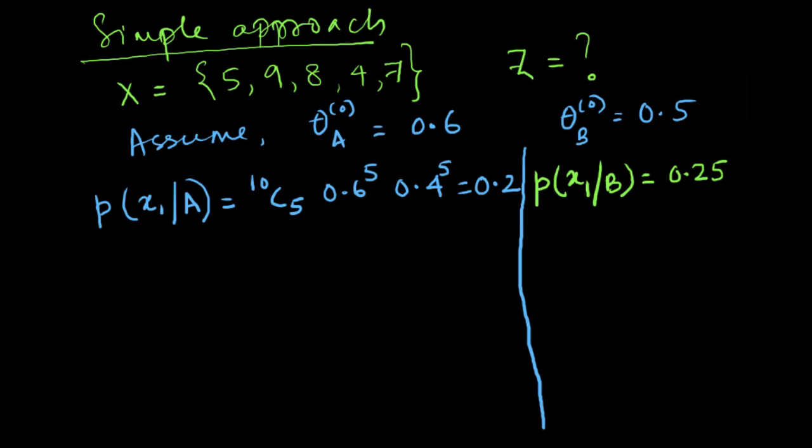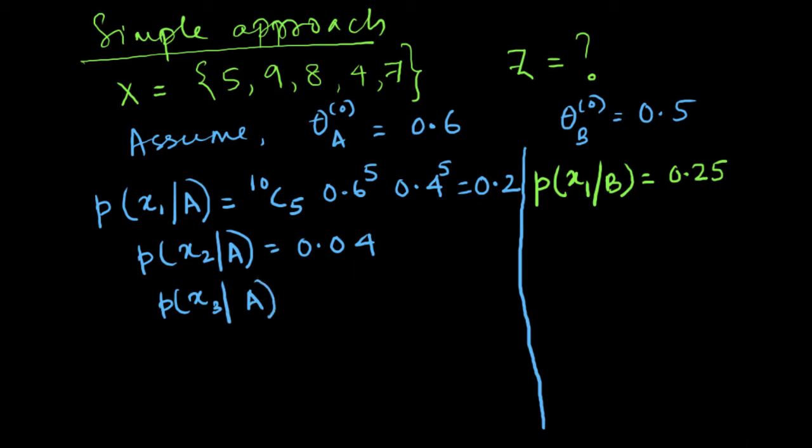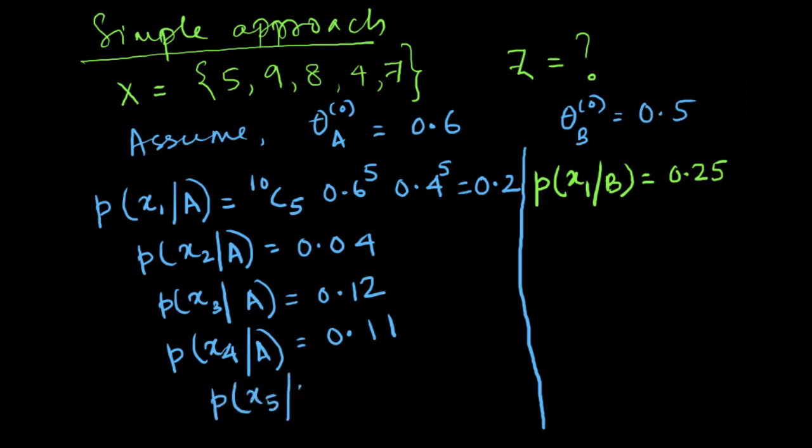And now we can do the other calculations also. So P of x2 given A, again using a similar formula, will turn out to be 0.04. P of x3 given A will turn out to be 0.12. I'm not doing all these calculations because I assume that you can do it very easily. P of x4 given A is equal to 0.11 and P of x5 given A is equal to 0.22.